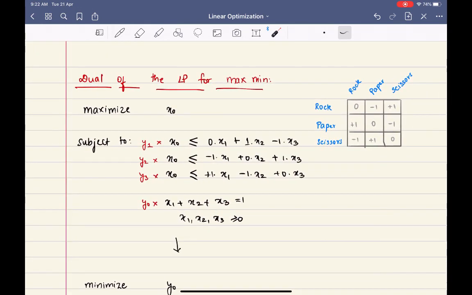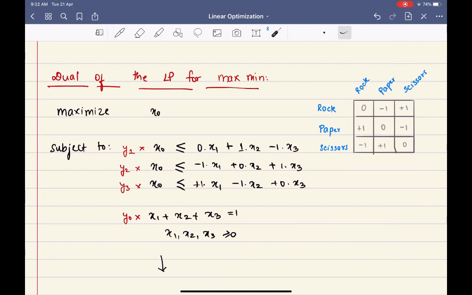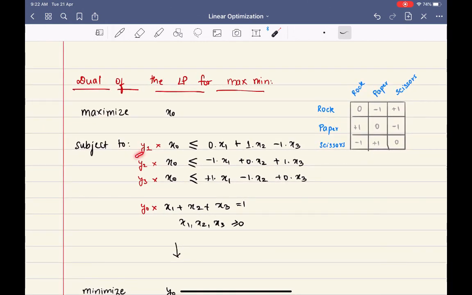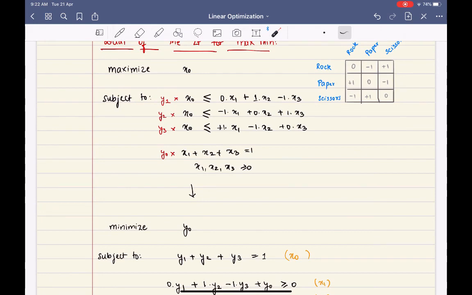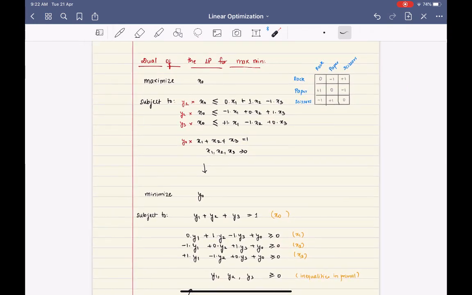Now let's do an exercise. So we start with the LP for max-min, which is this thing, and let's try to write the dual of it. Now to write the dual, let's assume that we multiply these. There are 4 constraints here. We multiply these with y1, y2, y3 and y0. Now, in order to write the dual, what should we do? We should first look at the coefficients. These are written on the right hand side, but these are all variables.